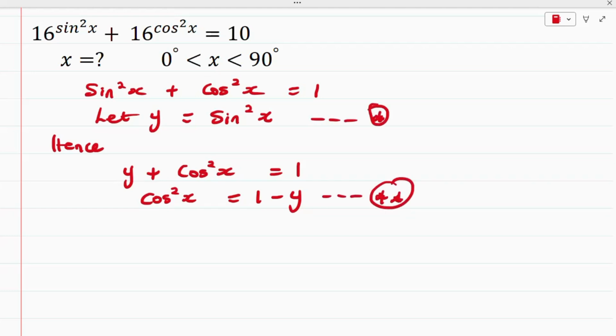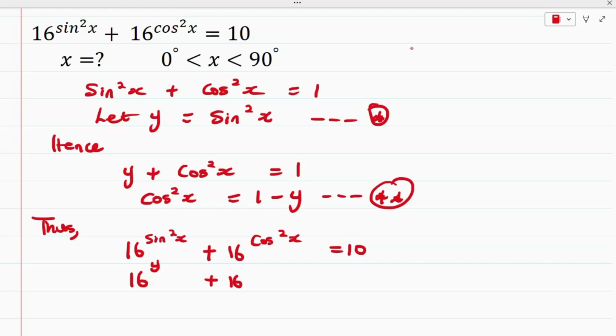Thus we have 16 raised to the power of sine squared x plus 16 raised to the power of cos squared x, and this is equal to 10. 16 raised to the power of sine squared x is already known to be y from equation star. So we have 16 raised to the power of y plus 16 raised to the power of cos squared x. Now from equation star star, we know that cos squared x is equal to 1 minus y. So we have 16 raised to the power of 1 minus y, and this is equal to 10.